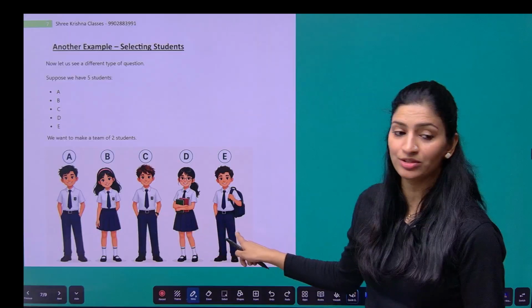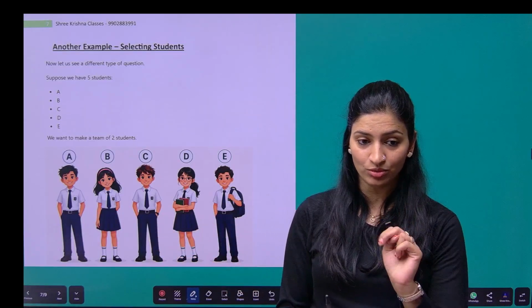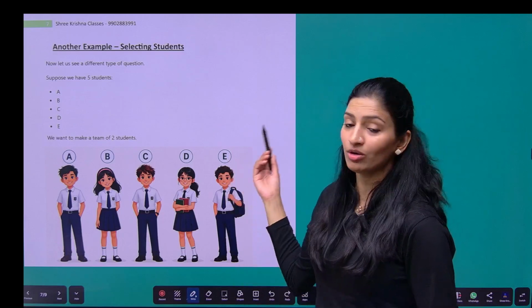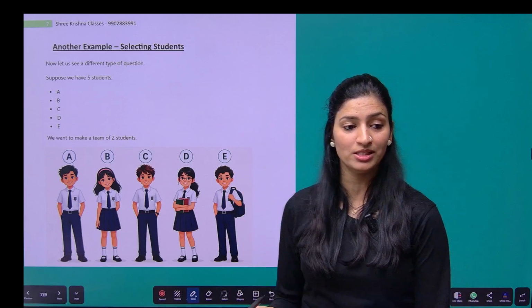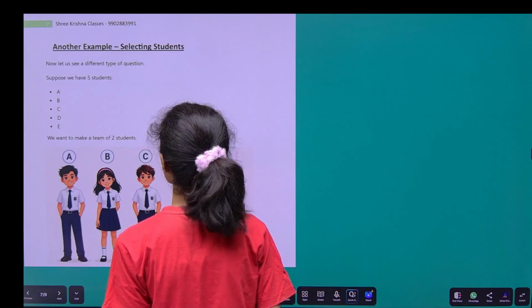Here we have 5 students, and from these 5 students, we have to make a team of 2 students. So Saisha, can you come and tell me what all combinations are possible for this? These are the names of the students: A, B, C, D, E. Okay. Okay, ma'am.